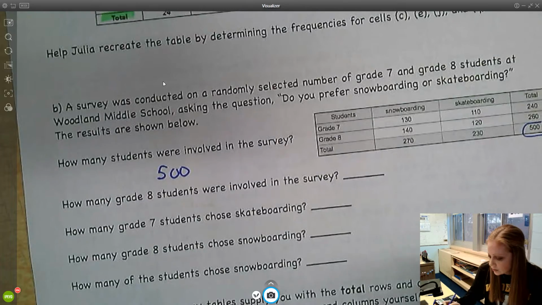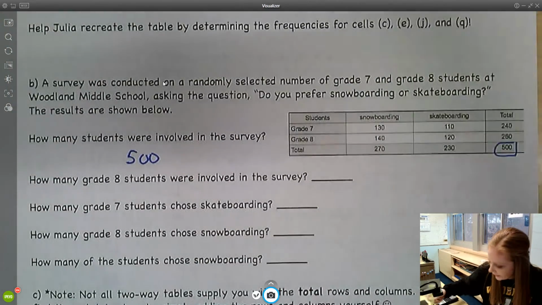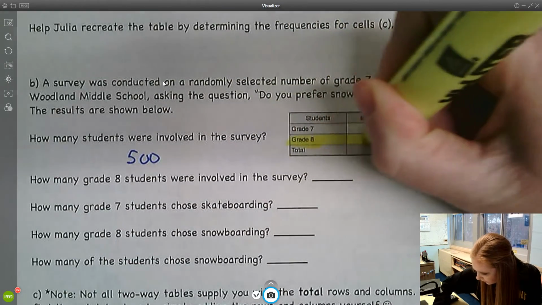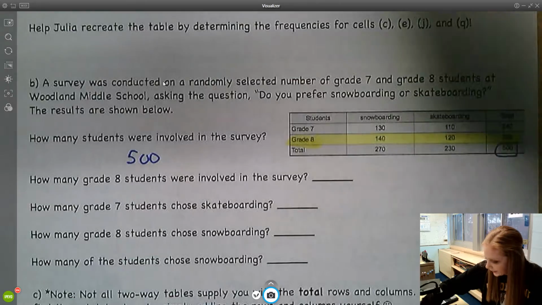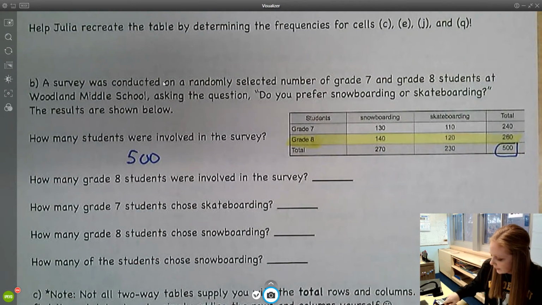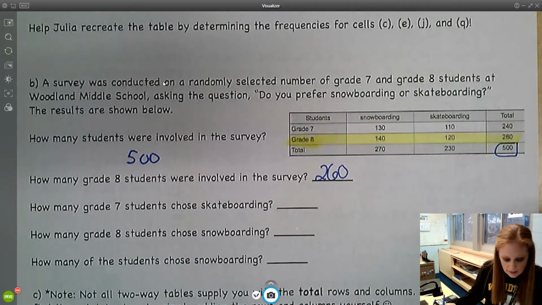How many grade 8 students were involved in the survey? Okay, so let's go to grade 8. What I'm highlighting in yellow is all of our grade 8. So we had 140 grade 8 that picked snowboarding, 120 grade 8 that picked skateboarding, giving us a total of 260 students in grade 8.